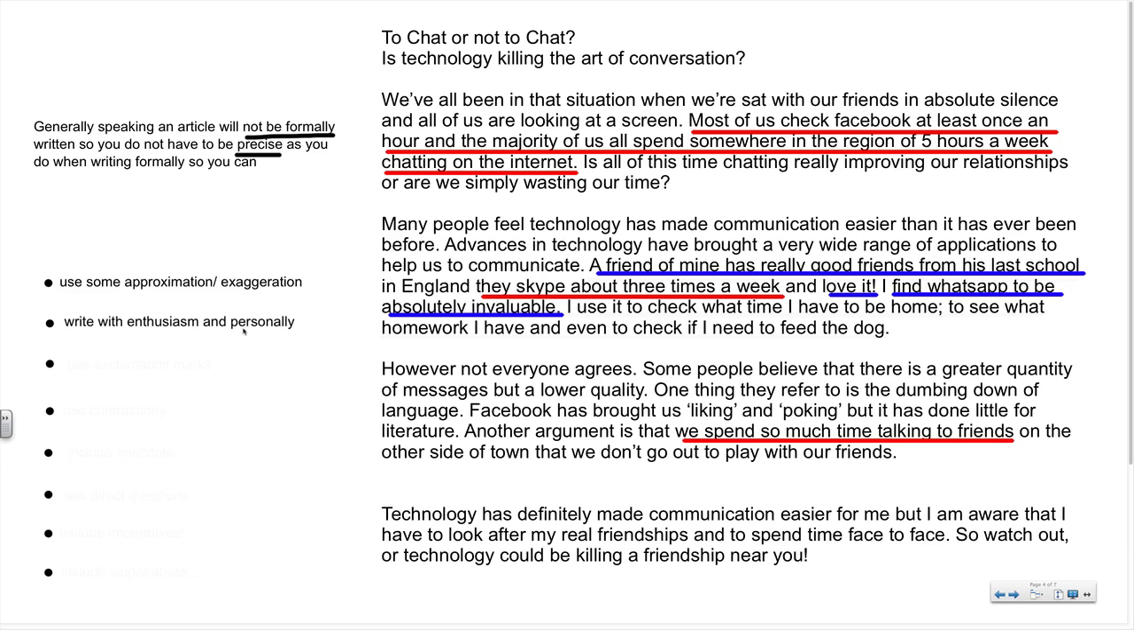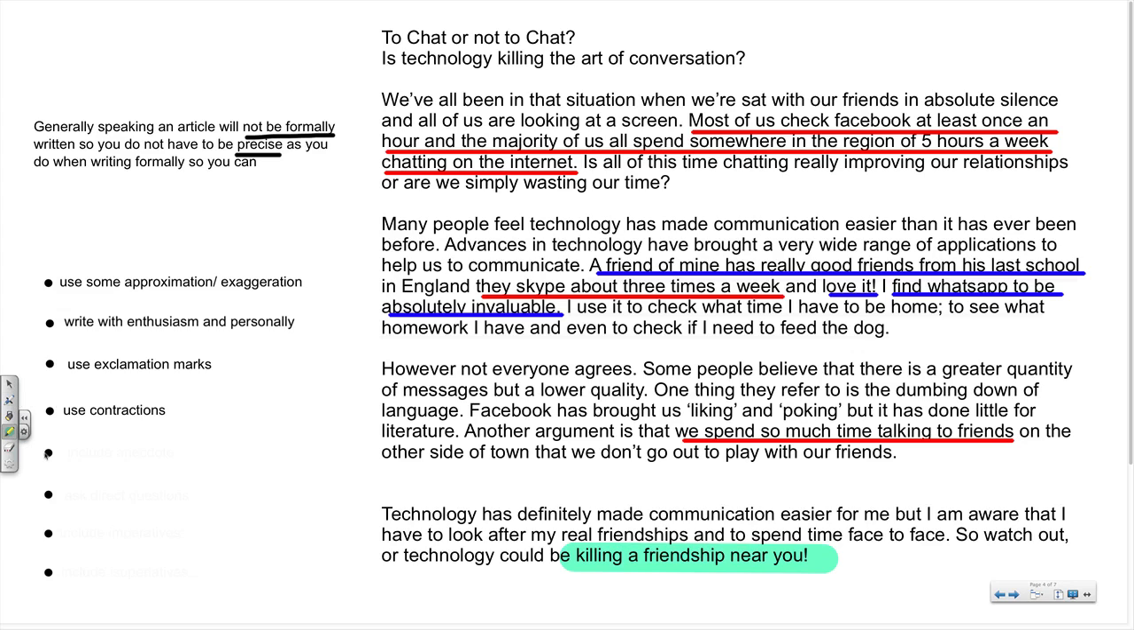Next point, we can write with enthusiasm, and we can write personally. Enthusiasm: I love it, or my friend loves it. I find something absolutely invaluable. This is enthusiasm and personal experience. We can use exclamation marks. These are used particularly in the summary, the final line, because we try to end our article on quite a strong note. And so an exclamation is a very strong way of ending your article.